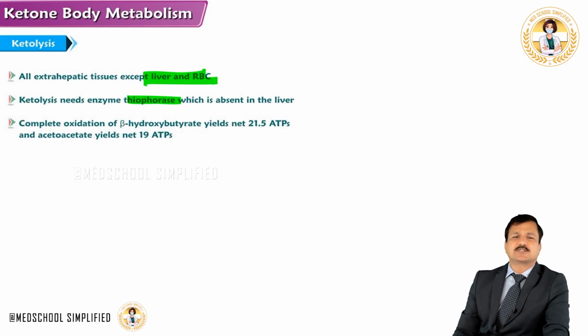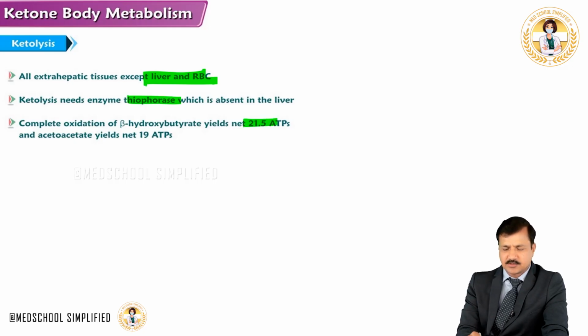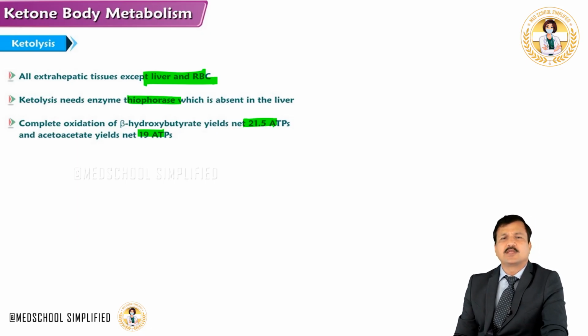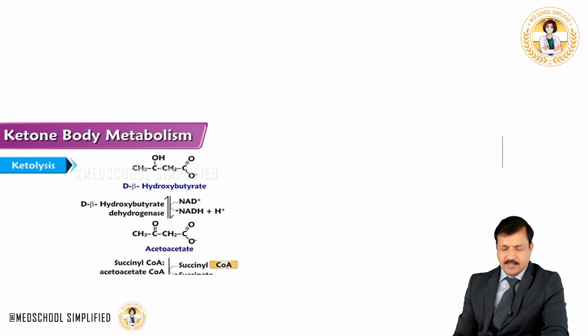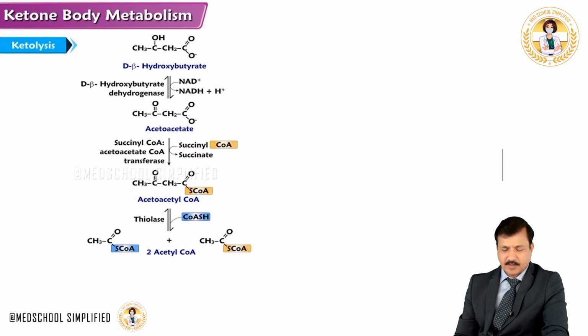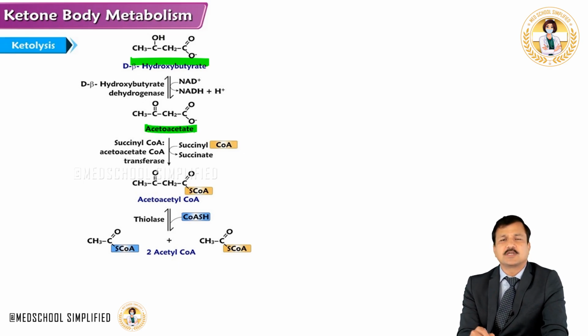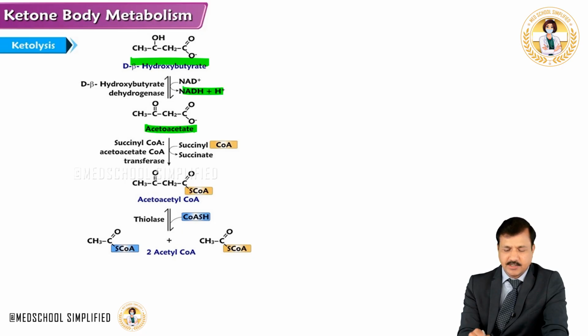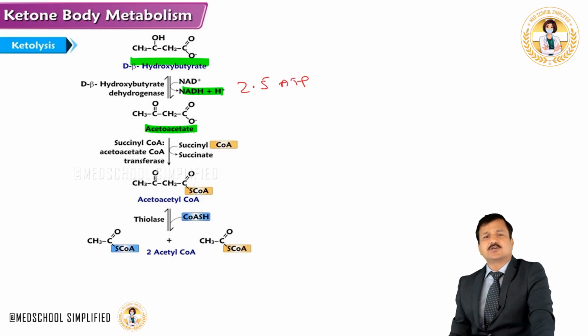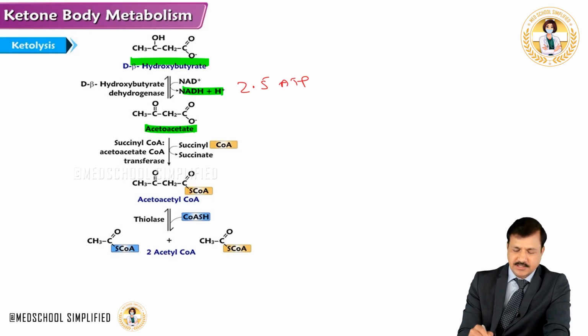Now the complete oxidation of beta-hydroxybutyrate effectively gives 21.5 ATPs, whereas complete oxidation of acetoacetate in the peripheral tissues, that is extrahepatic tissues, will give 19 ATPs. We can understand that from this figure here. As you see, beta-hydroxybutyrate is undergoing oxidation to acetoacetate. During that process, in the extrahepatic tissues, NAD+ is reduced into NADH, and one NADH is worth 2.5 ATP. Now, acetoacetate will be converted into acetoacetyl-CoA.